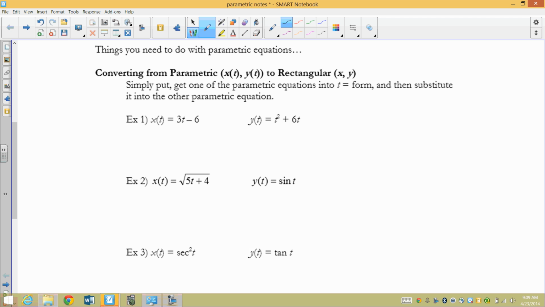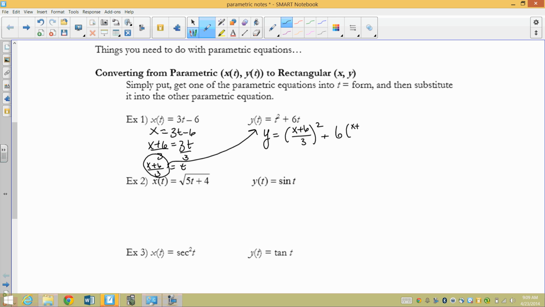I would have to say, well, if x equals 3t minus 6, then x plus 6 equals 3t, divide by 3, and you get t equals (x plus 6) over 3. Now I can substitute that in here. So y is now t squared plus 6t, which is ((x plus 6) over 3) squared, plus 6 times (x plus 6) over 3.